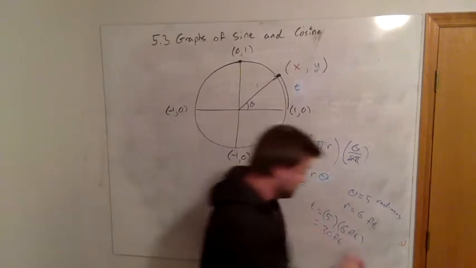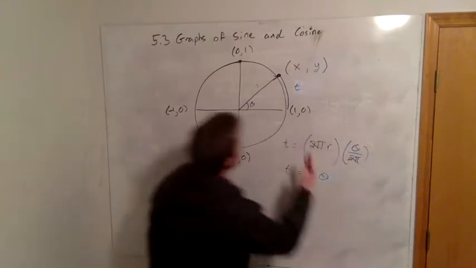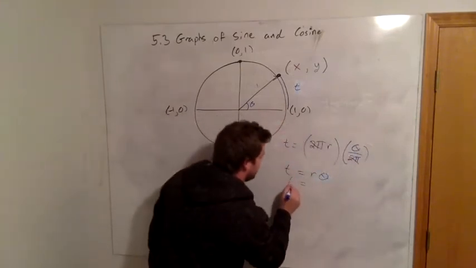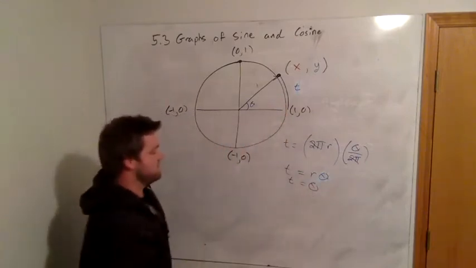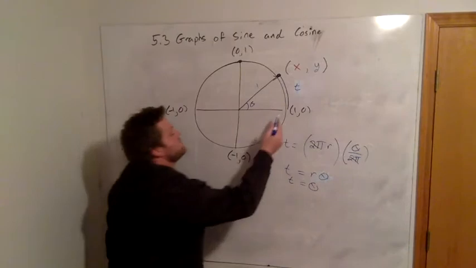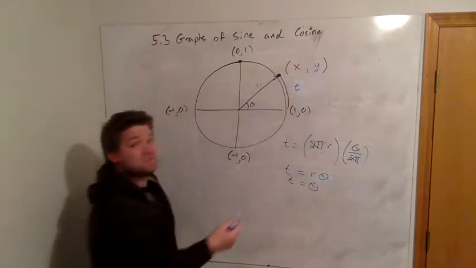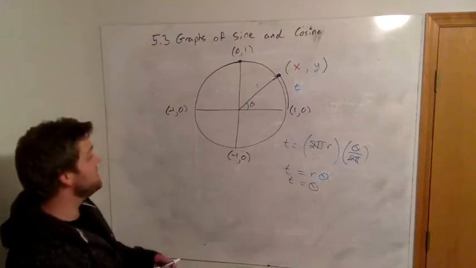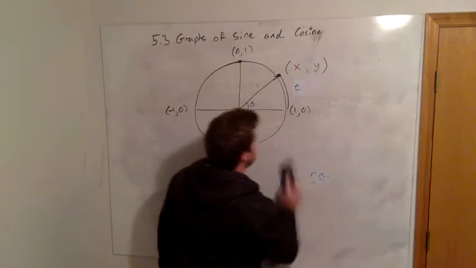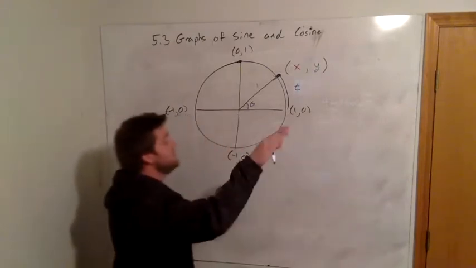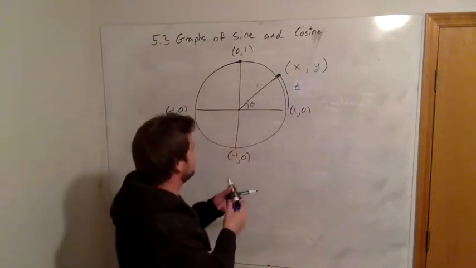But what's beautiful is that on the unit circle, the radius is 1, so the length you walk around the unit circle is the same exact thing as the angle in radians. So when we've been walking around the circle a distance of t, this t really does correspond to a radian measure of an angle. So once we've walked a distance t around the circle, or rotated an angle in radians around the unit circle, we want to know what the x and y coordinates are.